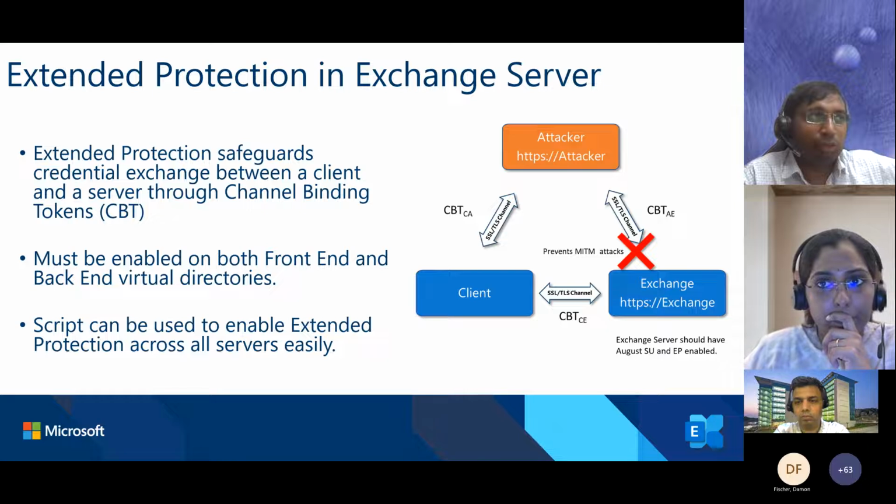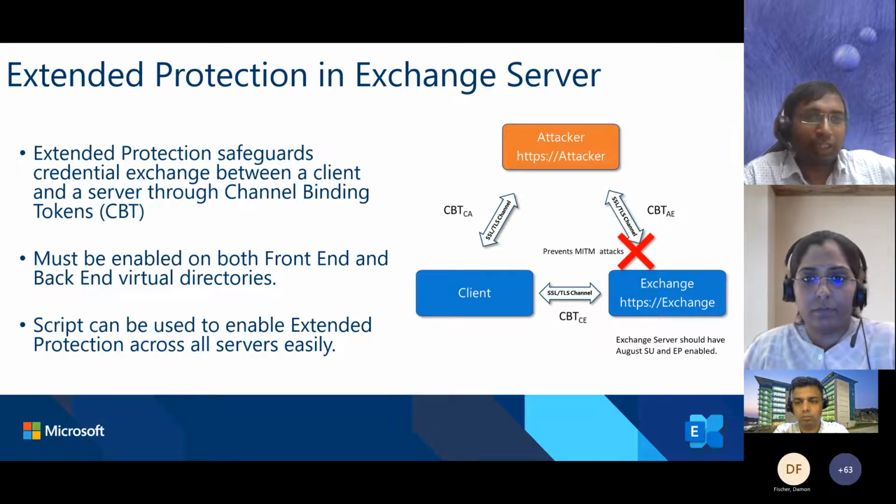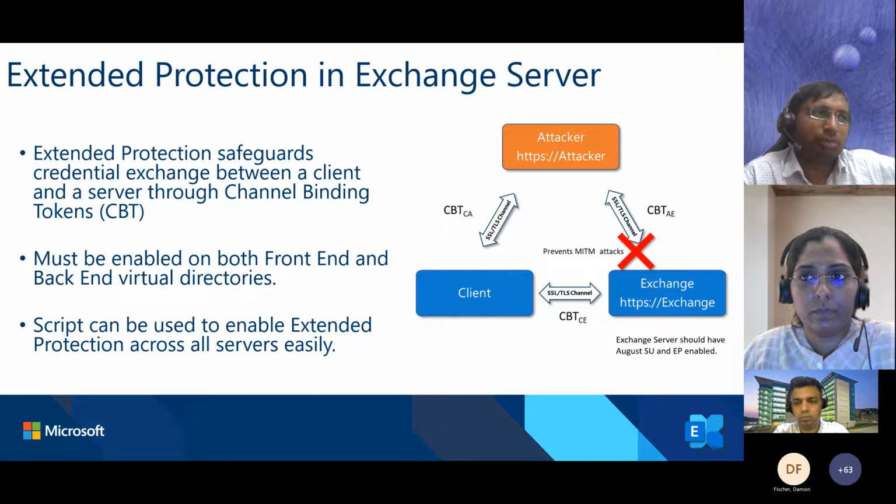There are a few known issues with this release. If you have automated archiving, then if you enable extended protection on your backend EWS virtual directory, it will basically disrupt your automated archiving. Then we have a few more known issues, like search admin audit log. These issues will be fixed in the upcoming SUs.